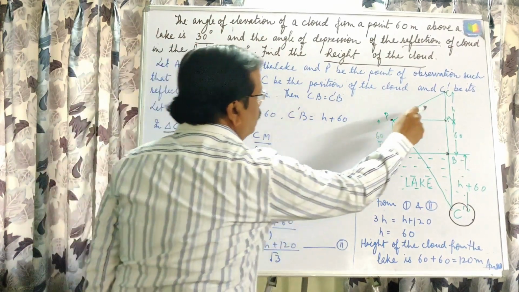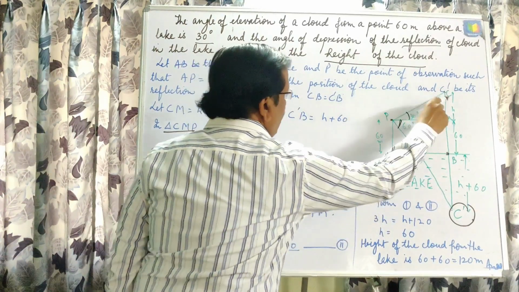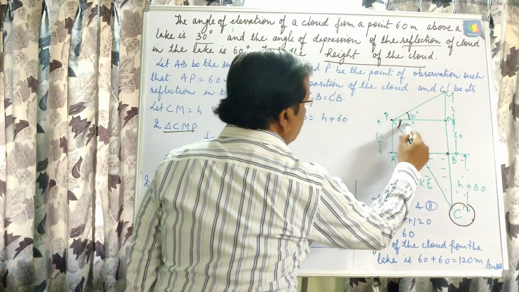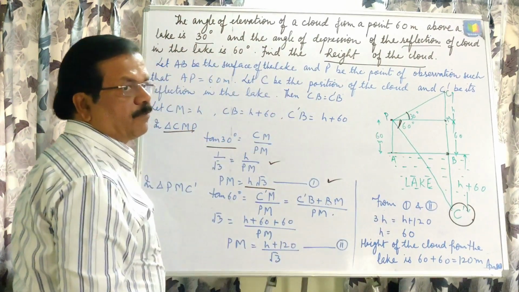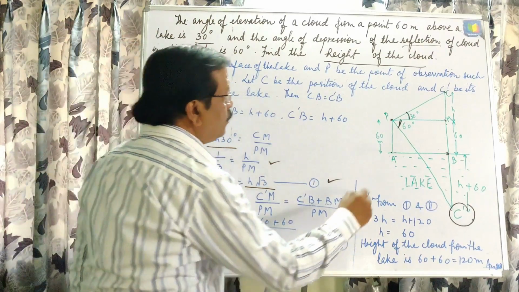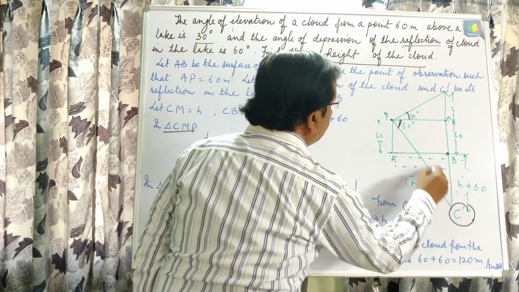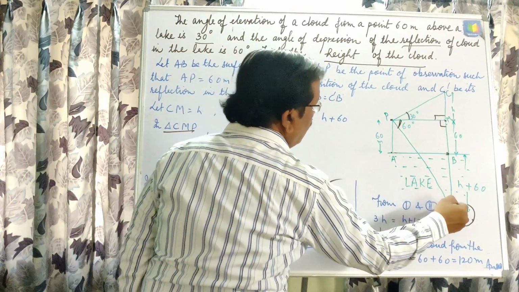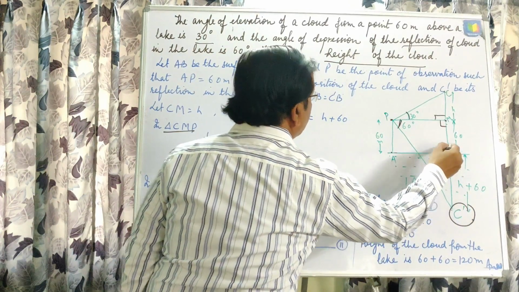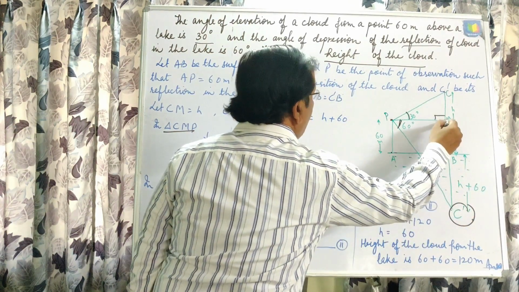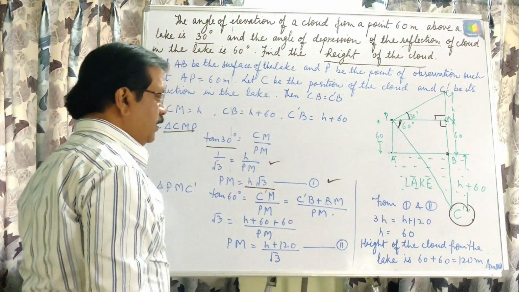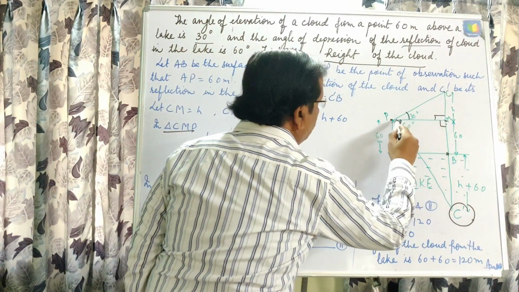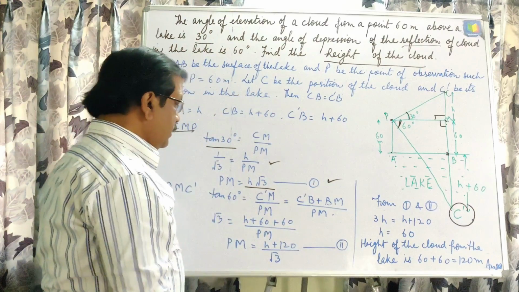Tan 30 degree is equal to CM upon PM. So H upon this value PM, and this way we are getting PM is equal to H root 3. One equation. Another right angle triangle, you can see this right angle triangle C dash PM. This is another and this is one. In this triangle again, H plus 60 means C dash M upon PM is equal to tan 60 degree. And so this is H plus 120 upon PM is equal to tan 60 degree.